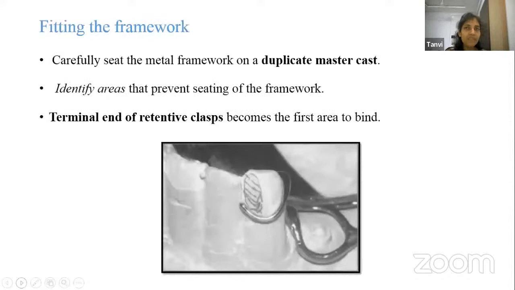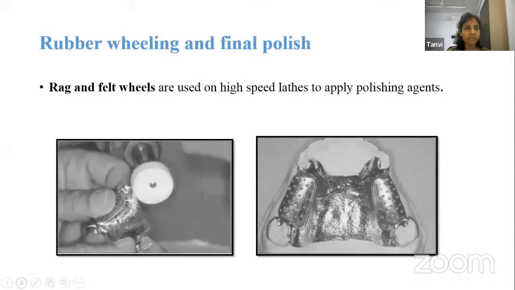Now the framework has reached the position where we can adapt it to the duplicate of the master cast, or the master cast, to check its fit on the cast. With the help of these commercially available sprays, we can find the areas where the framework is binding on the cast, and then we can check the proper fitting of the framework.